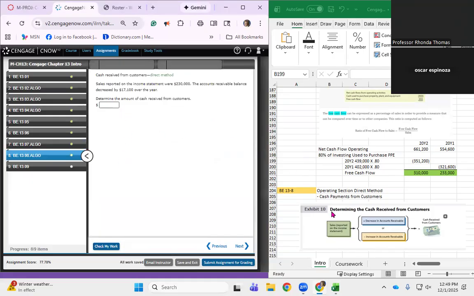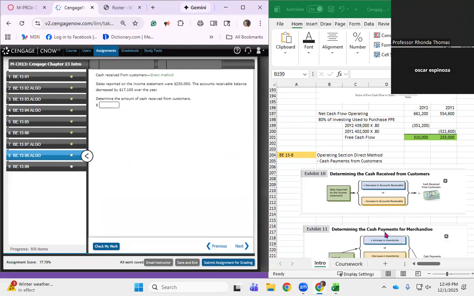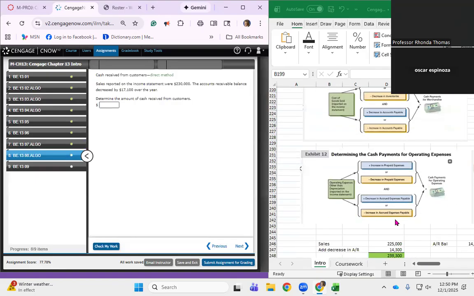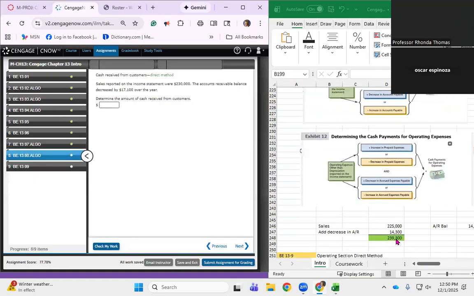This is the direct method. Now, I want you to know that it exists, okay? But I don't want you to get hung up on calculating it because I'm not going to teach you this. But that operating section, we've been using the indirect method. There is a direct method for the operating section, and this is how you might need to calculate it.